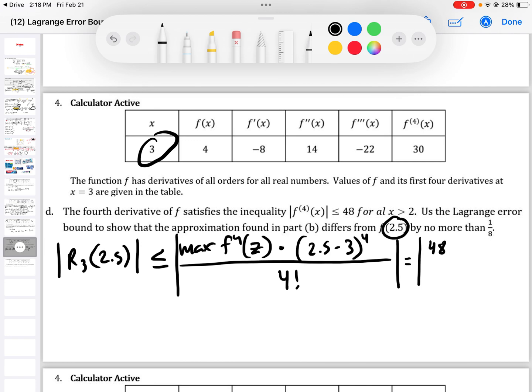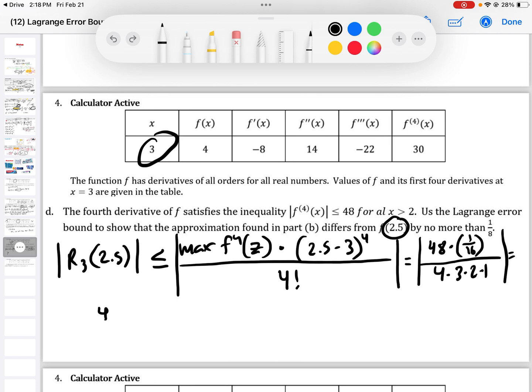I know this is equal to 48. So the maximum here is 48, so that gives us that number, times negative 1/2 to the fourth power. We just said that was 1/16 in the last problem. Over 4 times 3 times 2 times 1. Now I'm just going to simplify this a little bit more. I'm going to say this is equal to 48 divided by 16.